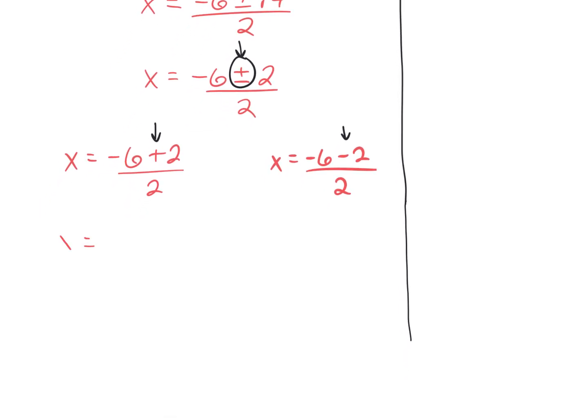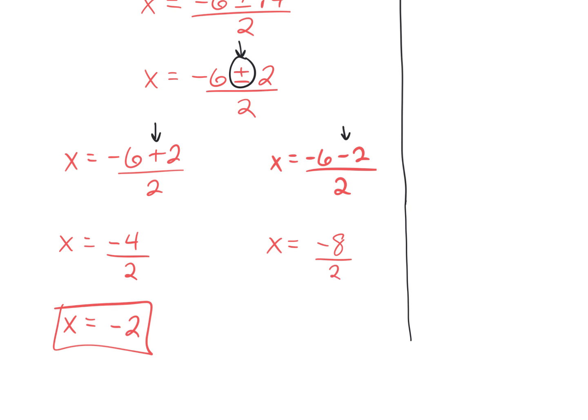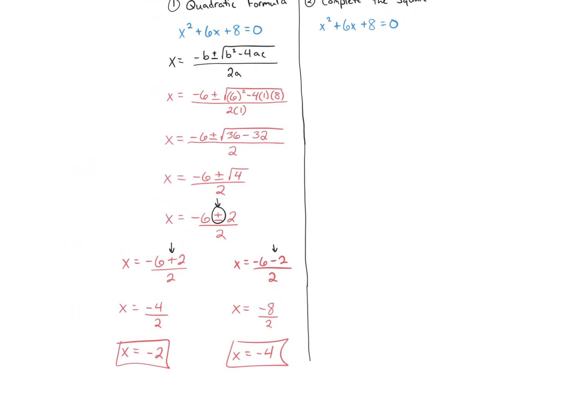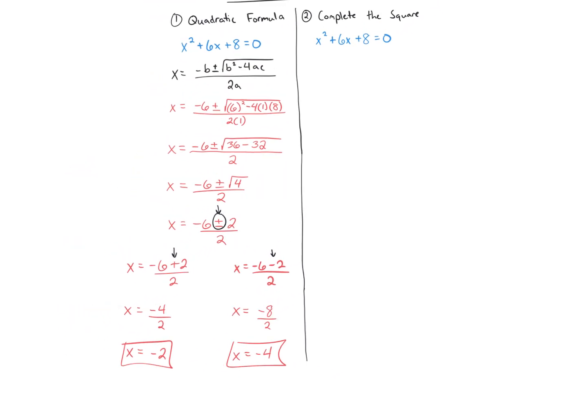What's negative 6 plus 2? Negative 4 divided by 2. What's negative 4 divided by 2? Negative 2. So our first answer is x equals negative 2. Next one, what's negative 6 minus 2? Negative 8 divided by 2. x equals negative 4. So that is by using the quadratic formula.